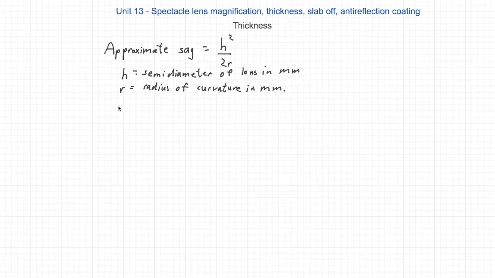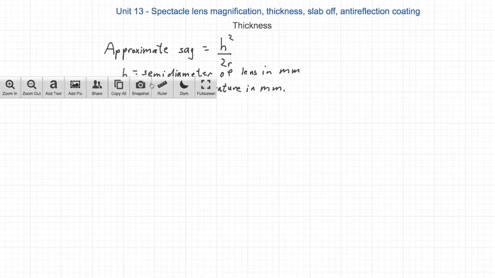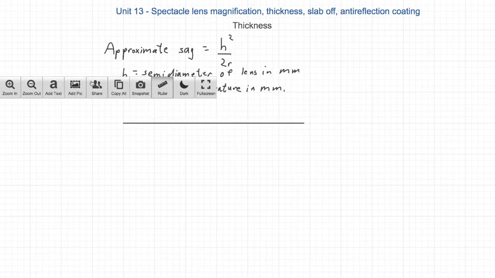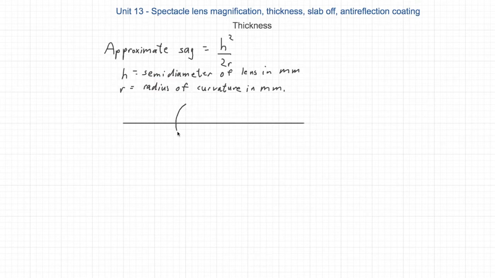So to figure out what the thickness of a lens is, I will give you the formulas, but if you don't want to memorize them, if you draw it out, you can figure out for yourself what they are. So here's an example. We'll draw out the biconvex lens. This is the edge thickness, E. And this is the center thickness, T. And these are our two sags.